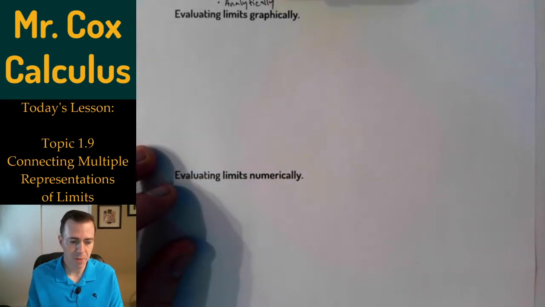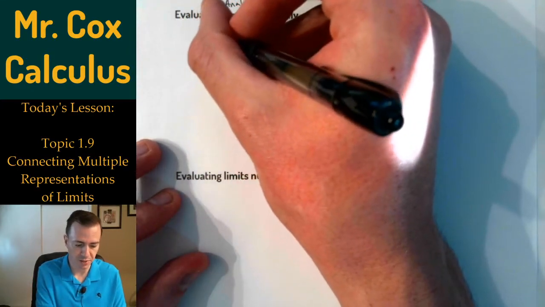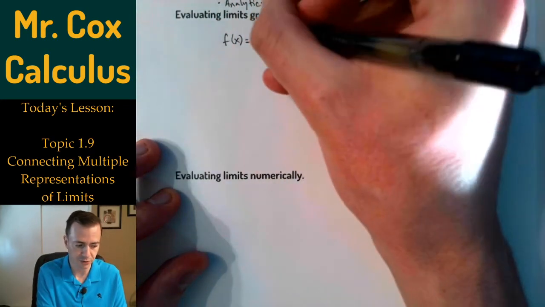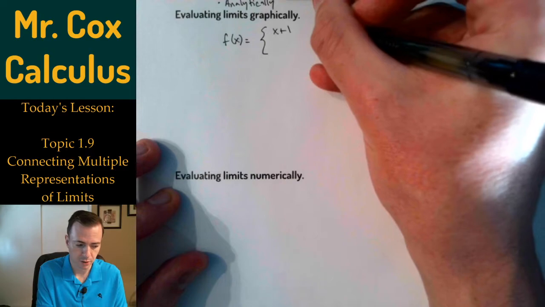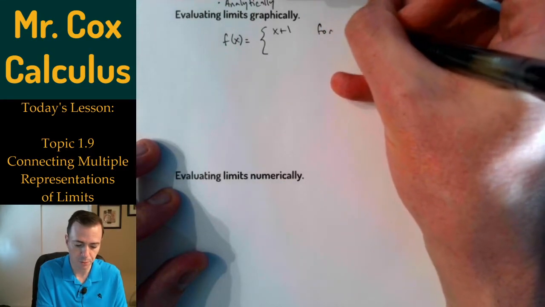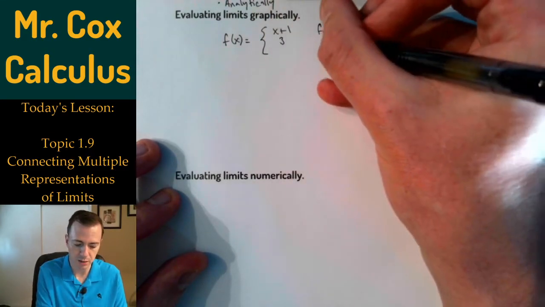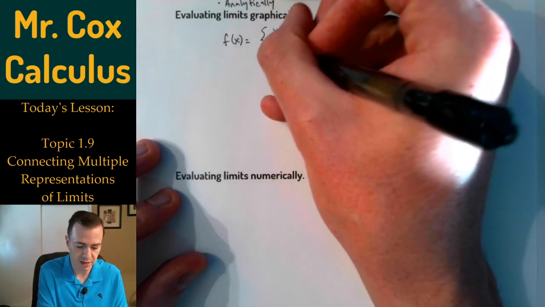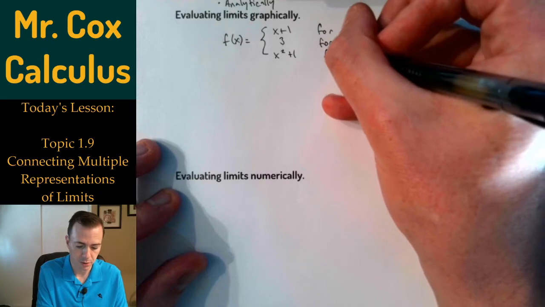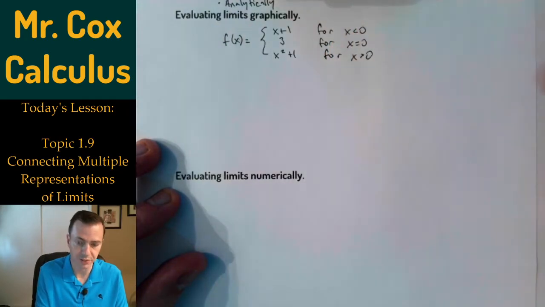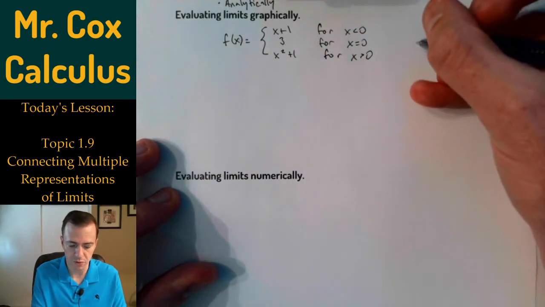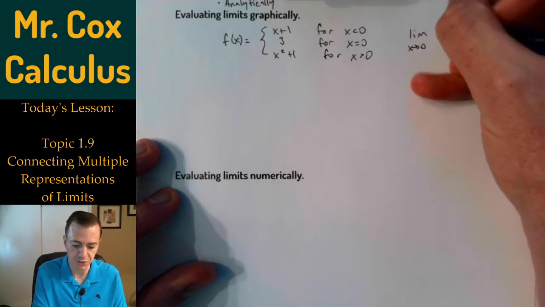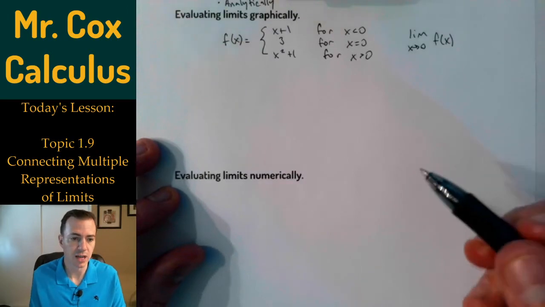All right, so let's go back to the function that we're going to focus in on this topic here, which is f of x equals the piecewise function x plus 1 for x less than 0. It's going to equal 3 for x equal to 0, and it's going to behave like x squared plus 1 for x greater than 0. And the limit that we want to evaluate, or at least estimate here, is the limit as x approaches 0 of my function f of x.